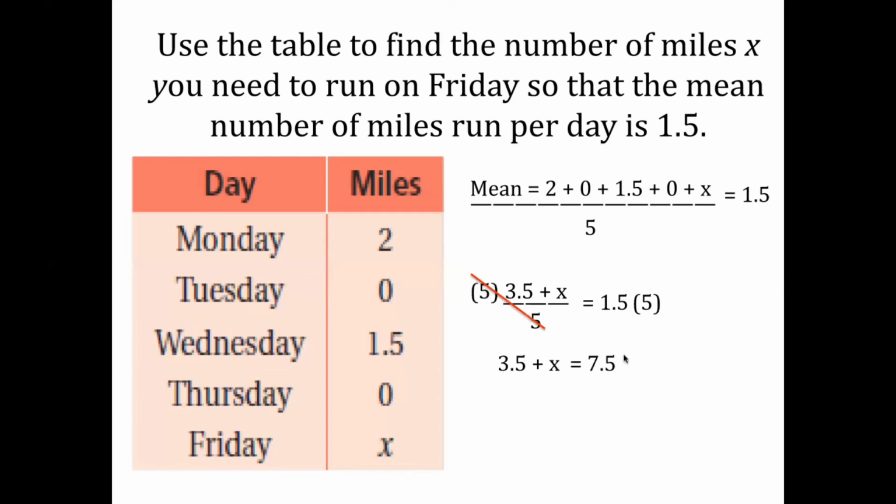And now you can subtract 3.5 from both sides to isolate your x. That gives you x equals 4. So the number of miles you need to run on Friday for the mean miles to be 1.5 would be 4.